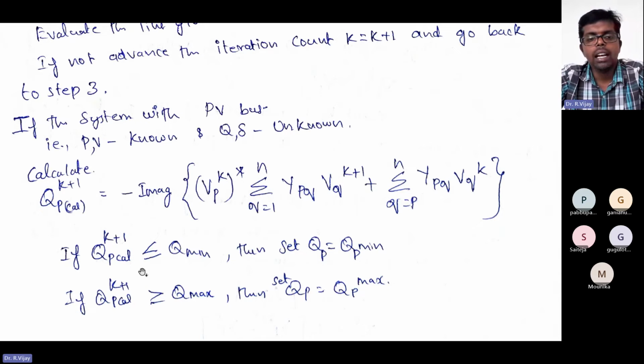So here, if QP K plus 1 is less than or equal to Q minimum, then set the QP to its minimum operating limit, that is QP minimum. If QP K plus 1 calculated is greater than QP maximum, then set the QP to its maximum operating limit. So this you need to understand.